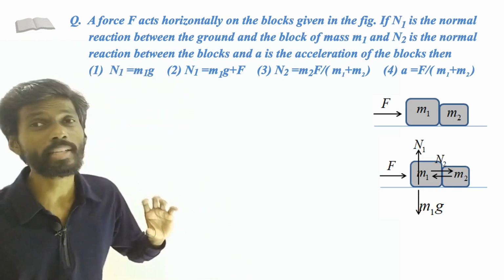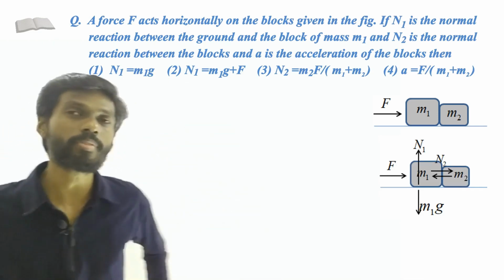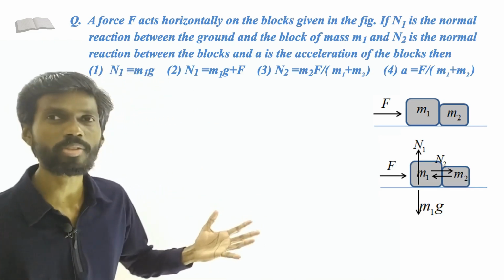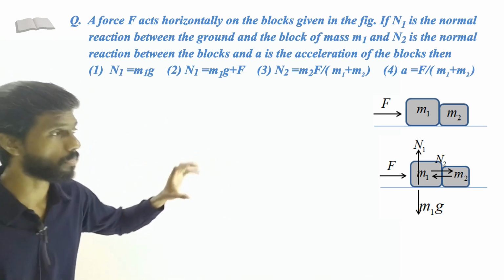We also have to find the normal force between the block M1 and the ground. We need to find the acceleration of the two blocks also, right? So let us find all these values one by one using Newton's law. So let us write the equation of motion for the block M1.